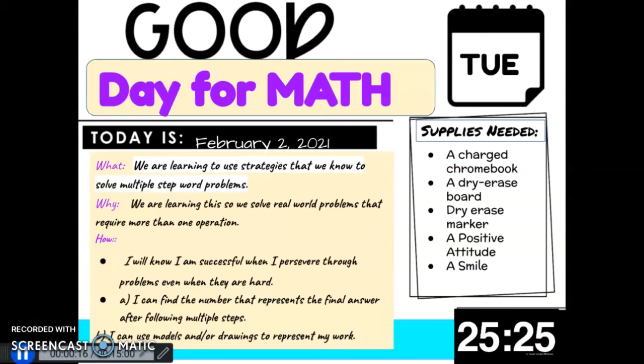It's important that we learn how to do multiple step word problems because we may be faced with certain situations in the real world setting that would require us to do a math operation prior to doing another one. So it's really important that we think about strategies we've already learned to solve addition, subtraction, multiplication, and division, and use those to help us as we are trying to solve those two-step problems.